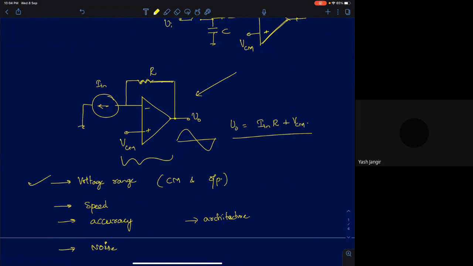And fundamentally, when you want to design an op-amp, it's just a high gain amplifier circuit. We will see the different ways in which we can get those high gains, and what the advantages and disadvantages of those different realizations of an op-amp circuit are.